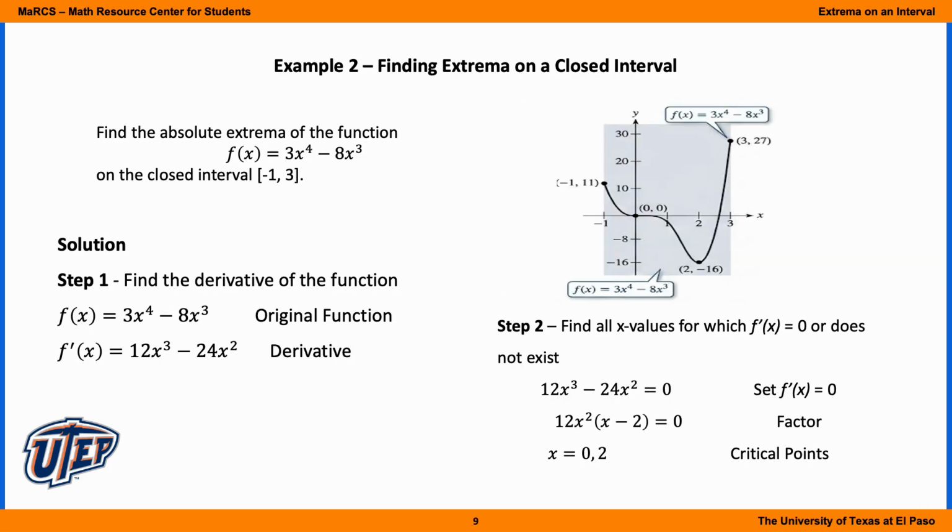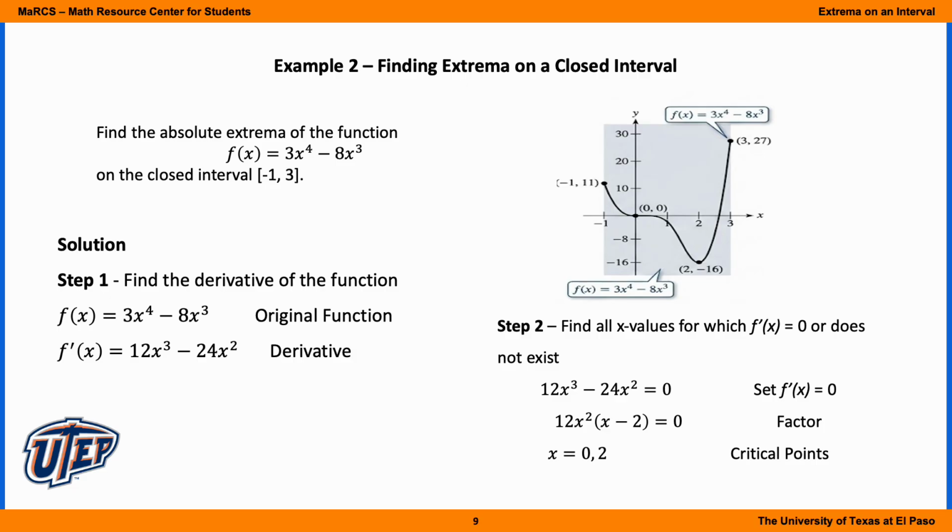Here we have an example of finding the extrema on a closed interval. We're given the function f of x equal to 3x to the power of 4 minus 8x cubed on the closed interval [-1, 3]. The first step was to find the derivative of the function. Using the exponent rule, we have f prime of x equal to 12x cubed minus 24x squared.